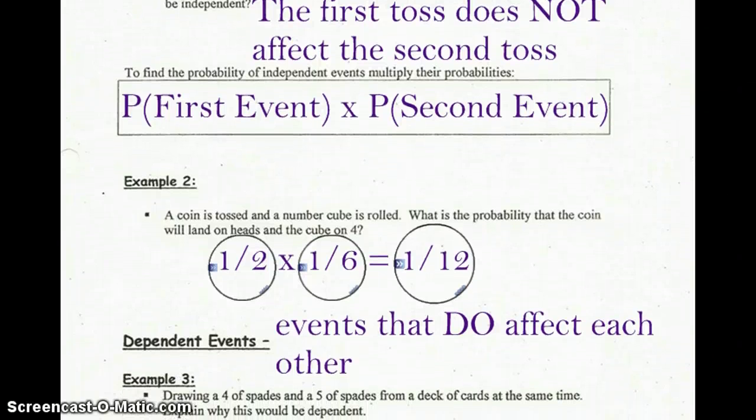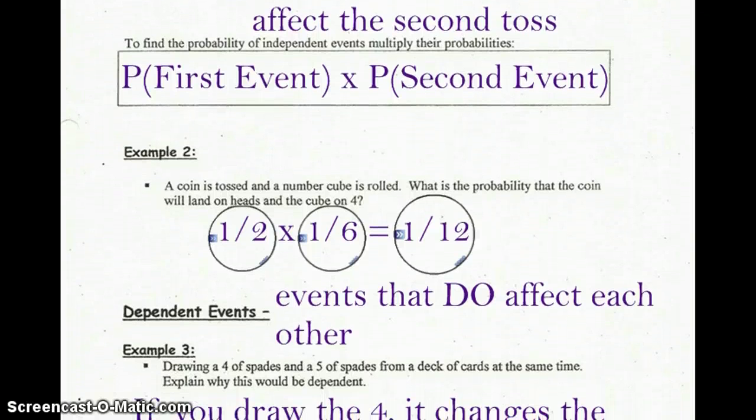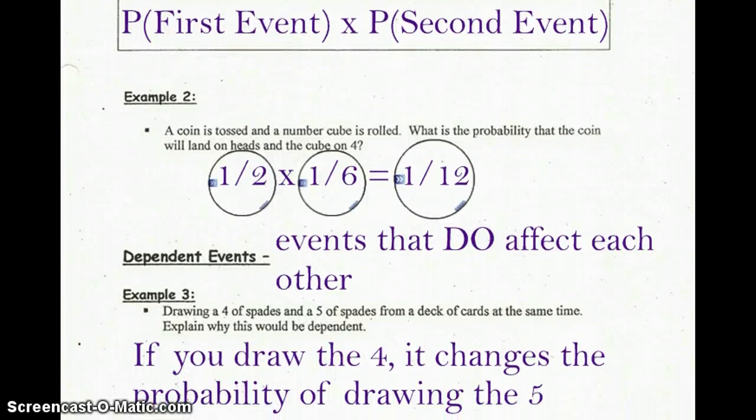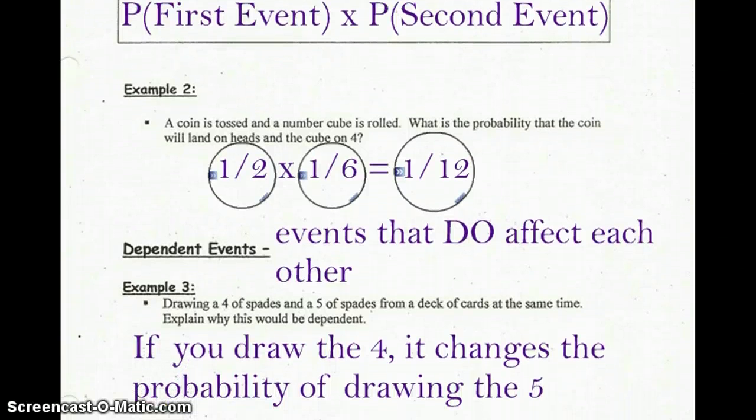As an example, drawing a 4 of spades and a 5 of spades from the same deck of cards at the same time. Explain why this would be dependent. Well, if you draw the 4, it will change the probability of drawing the 5. For example, there's 1 4 of spades in the deck, so it's a 1 in 52 chance of drawing that 4 of spades. If you take the 4 of spades out of the deck, there will now be a 1 in 51 chance of getting the 5 of spades. So the first event does affect the second event.